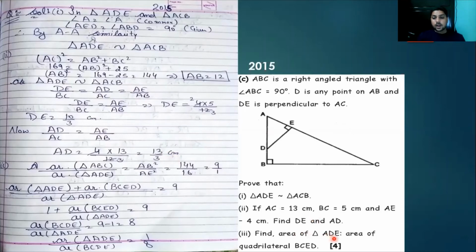Then the area of triangle ADE, the smaller triangle, over the area of the quadrilateral. Now we have the quadrilateral BCED. This is a quadrilateral, and we have to find the area here. First find the ratio of the area of the larger triangle to the area of the smaller triangle. So we have the square of their corresponding sides, that is AB upon AE whole square, which is equal to 144 upon 16, which is 9:1 here.